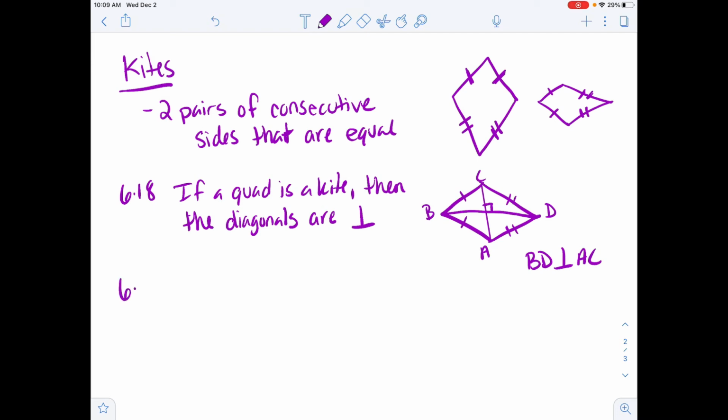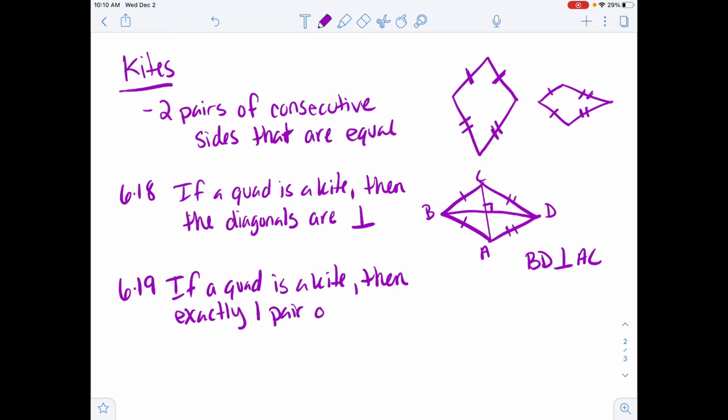The other theorem we have is if a quadrilateral is a kite, then exactly one pair of opposite angles are congruent or equal. They're the same. Okay, so if we have our kite drawn, here's our lovely kite. Okay, one pair of opposite angles are equal. So here's your two equal angles.